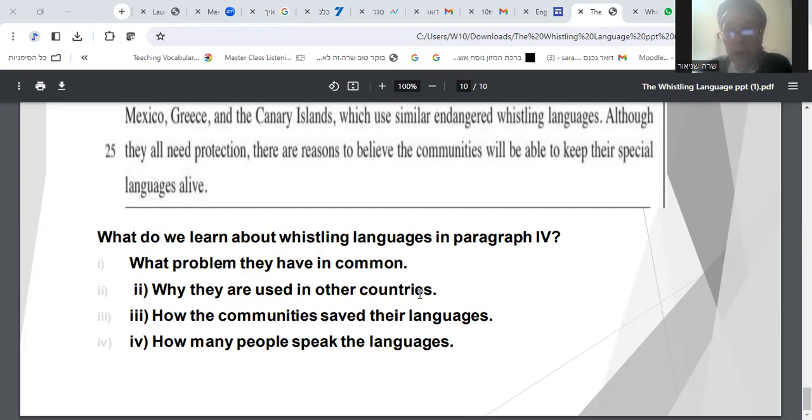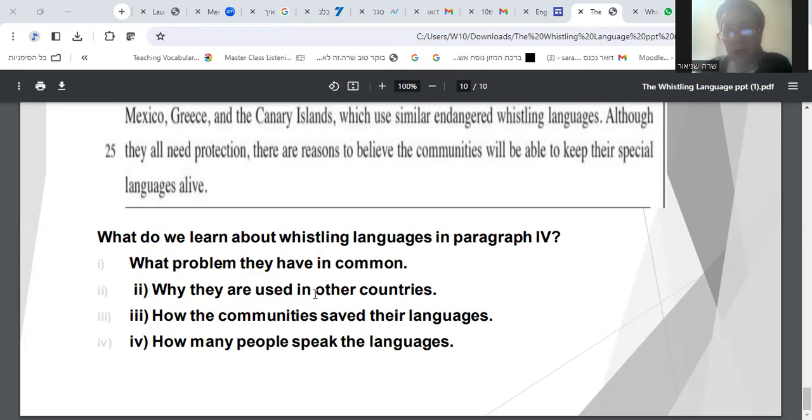Why they are used in other countries? למה משתמשים בהם בארצות שונות? How the communities save their languages? איך הן משמרות את השפות? Or how many people speak the languages? לא כתוב על כמות האנשים. נכון, how many לא כתוב. איך הם משמרים? גם לא כתוב.